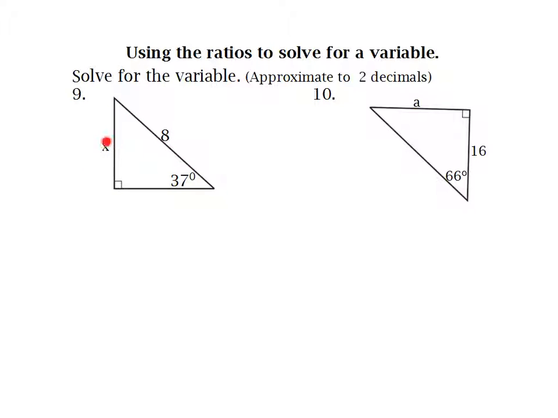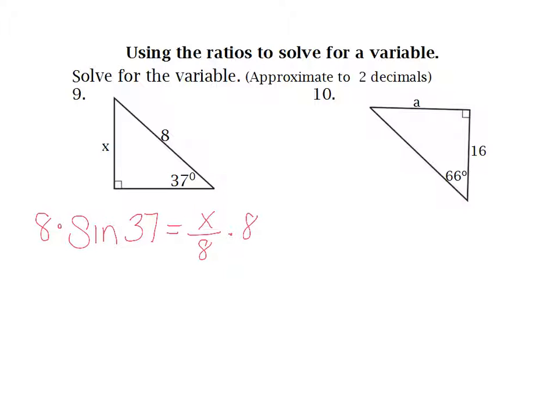Now I'm going to go find x. X happens to be opposite of 37. That means I want opposite and I want hypotenuse. You use whatever you're looking for and what you already have. Opposite and hypotenuse is sine. If I set up my ratio, the sine of theta, or in this case 37 degrees, is equal to the opposite over the hypotenuse. All I'm going to have to do is multiply both sides times 8. When I type this in my calculator, I have to be aware of the mode. Make sure you're back into degree mode.